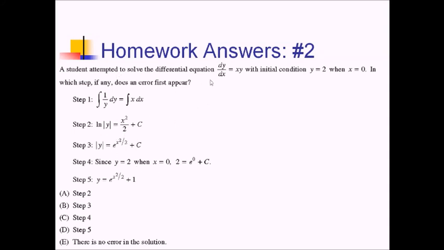For this next problem, this is kind of an oddball sort of problem. A student attempted to solve the differential equation dy over dx equals xy with these conditions. In which step did the first error appear?